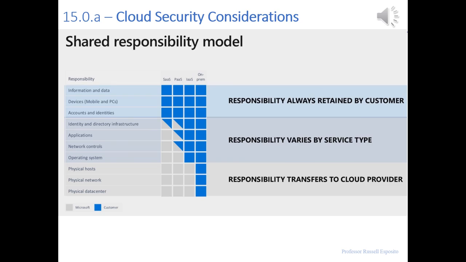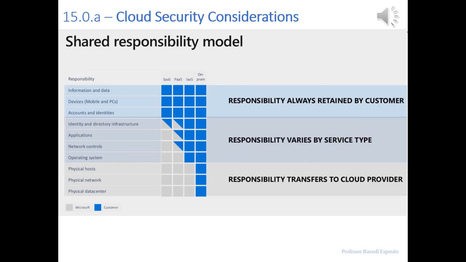Now, first take notice of this chart because they reversed the sequence here. To the left, they have software as a service, and to the right, they have on-premises. The blue is the customer's responsibility, and the gray is Microsoft, or any vendor, essentially. So on-premises, it's all blue. It's all the customer's responsibility, obviously. Then the next one over to the left of on-premises is infrastructure as a service. And everything that's blue is operating system up.